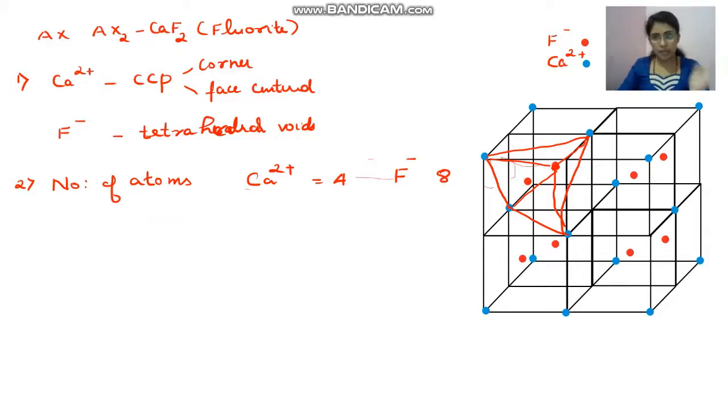They are not being shared by any other ones. The tetrahedral voids are present as such for just that unit cell. It is not shared with any other unit cell. So I can write the value as such. 8 F minus atoms are present in the unit cell.